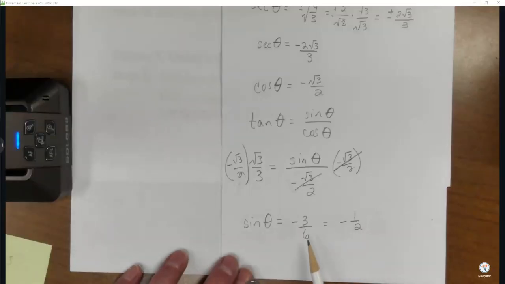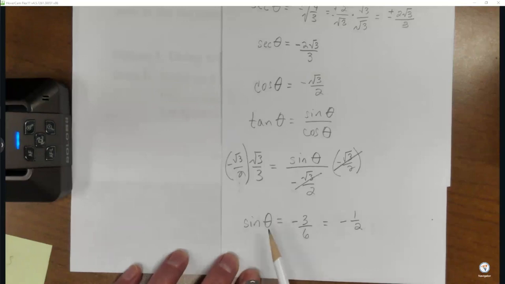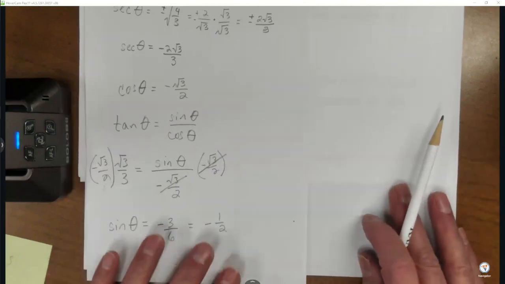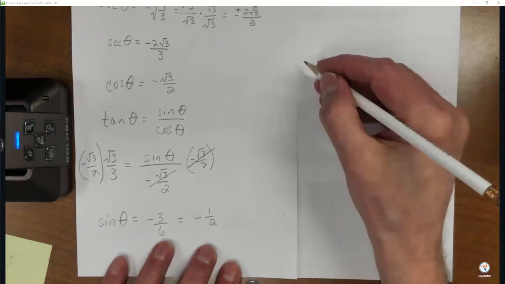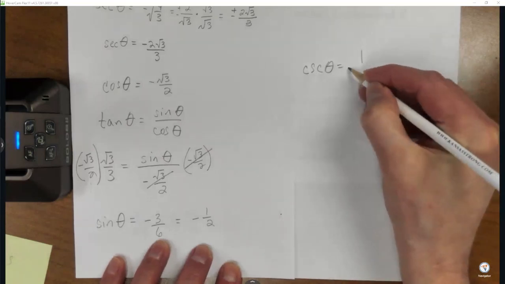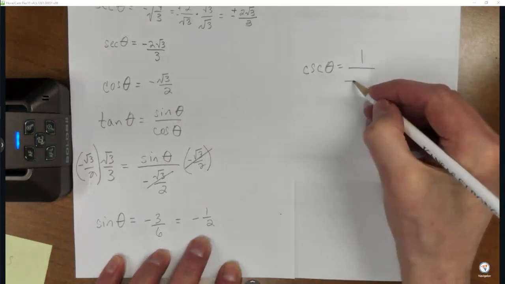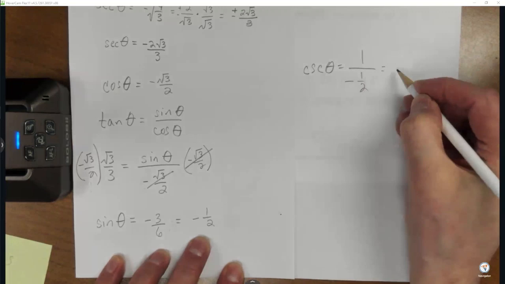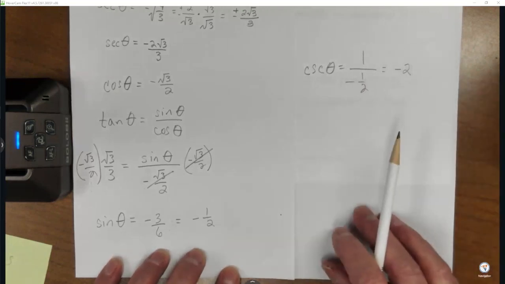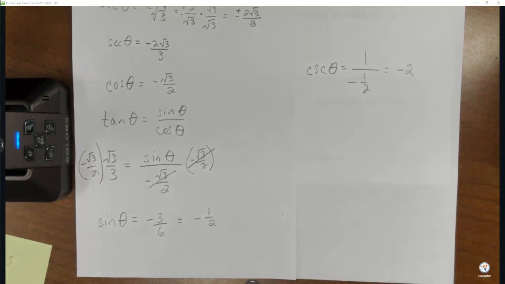Okay, the last piece we have to find is the cosecant, which is related to the sine. So we'll come over here and we have the cosecant of theta is equal to 1 over negative 1/2. So that's going to be a negative 2. All right, so from that information, we're ultimately able to use our identities and find all of the rest.